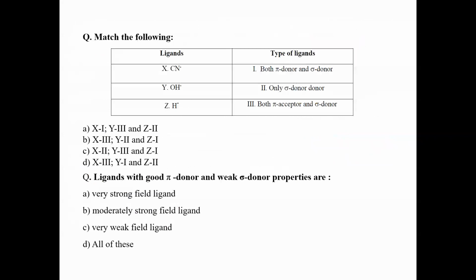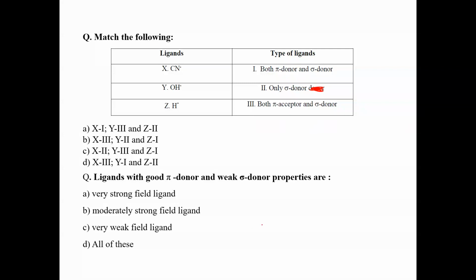Okay. So there are three ligands given here, and you have to identify which will work as pi acceptor and sigma donor, only sigma donor, and both pi donor and sigma donor. And the second one is ligands with good pi donor and weak sigma donor properties are very strong field ligand, moderately strong field ligand, or very weak field ligand.